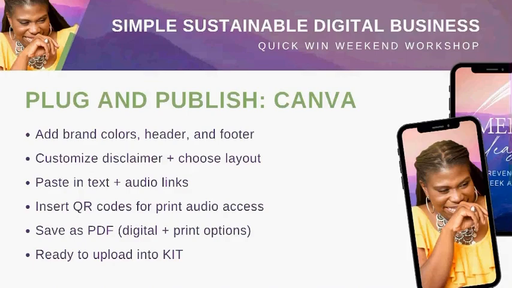Now, plug and publish in Canva. This is where you go and customize the template. You can add your brand colors, your header, your footer, customize the disclaimer page, paste in the content, insert QR codes if needed, save as a PDF, and then also have the ability to print it too, okay? So let's go into that.